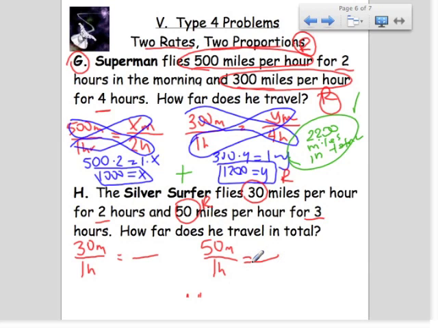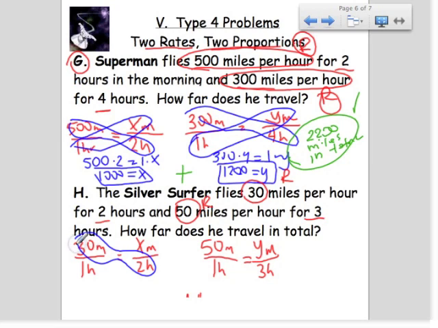And then you use the additional information. So 30 miles per hour for 2 hours, you'll solve that. 50 miles per hour for 3 hours, we'll solve that. And we'll say we're looking for how many miles he goes in that part of the day, and how many miles he goes in that part of the day. So those are the two proportions you should have had.